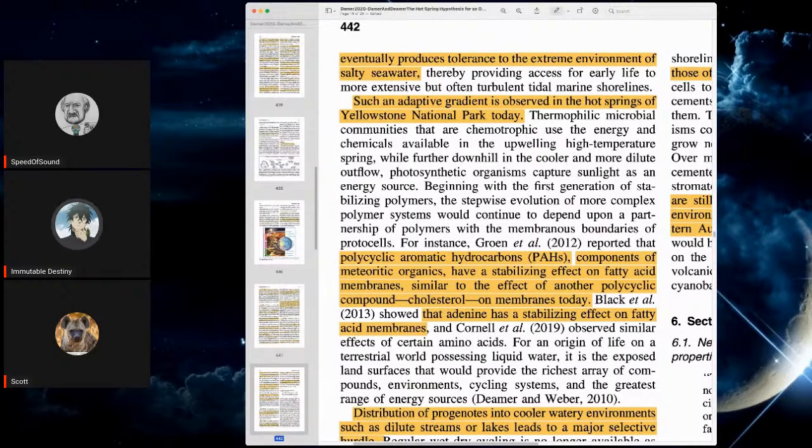For an origin of life on a terrestrial world possessing liquid water, it is the exposed land surfaces that provide the richest array of compounds, environments, cycling systems, and the greatest range of energy sources. Diemer and Weber, 2010.